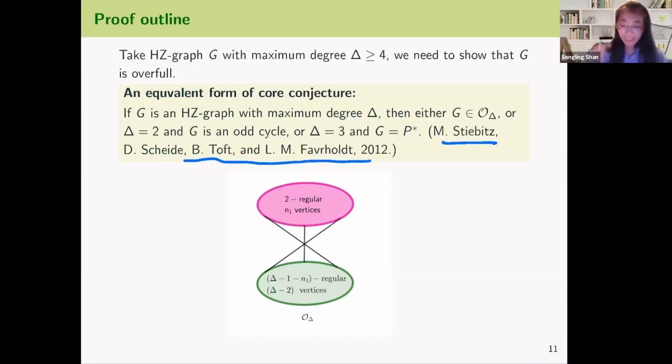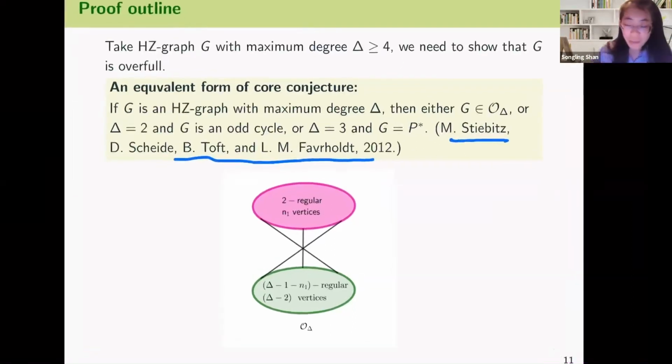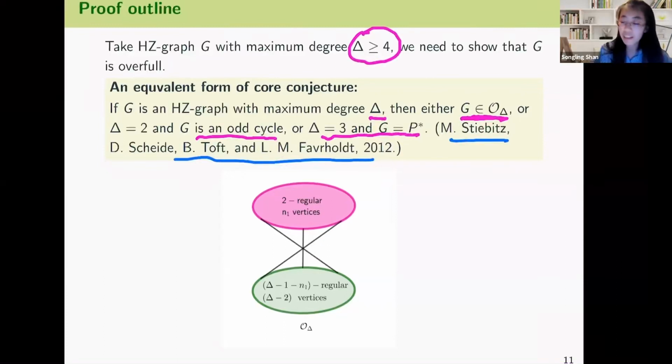Okay. So the equivalent form is saying that if we take a Hilton-Zhao graph with maximum degree delta, then either G belongs to this class called O delta, or when delta equals 2, the graph G is just an odd cycle. And when delta is 3, then G is P star, the Petersen graph. Since we were only considering delta at least 4, we just need to prove that if we have a Hilton-Zhao graph with maximum degree at least 4, then G belongs to this class.